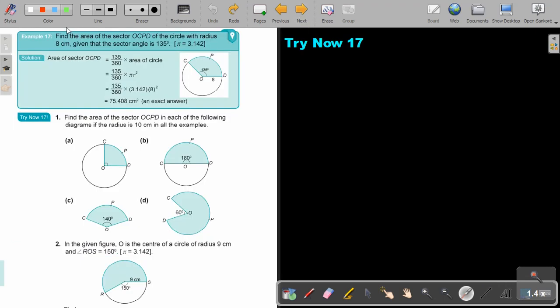Okay, let's look at an example. Find the area of the sector OCPD of the circle with radius 8 centimeters, giving the sector angle as 135. In this case, you can take pi as 3,142. I'm actually telling you to take it now as 3,142, but you can also use the value of pi on your calculator. So it's just this over 360 multiplied by pi, by 8 squared, so it means 8 times 8, and there is my final answer.